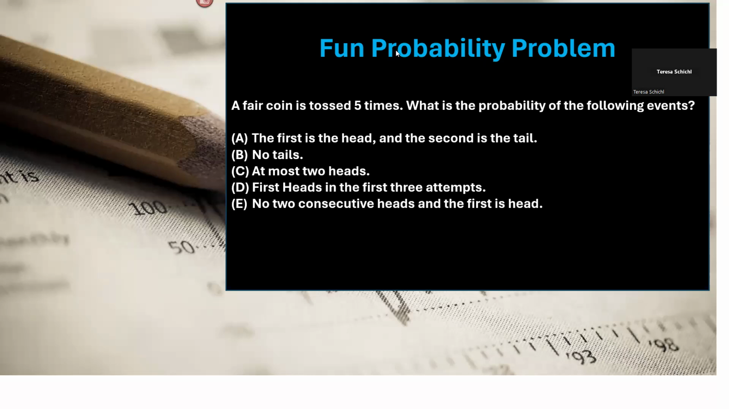All right, so the first problem here is what is the probability we are going to get the first is the head and the second is the tail. Okay, let's go ahead and get started here.